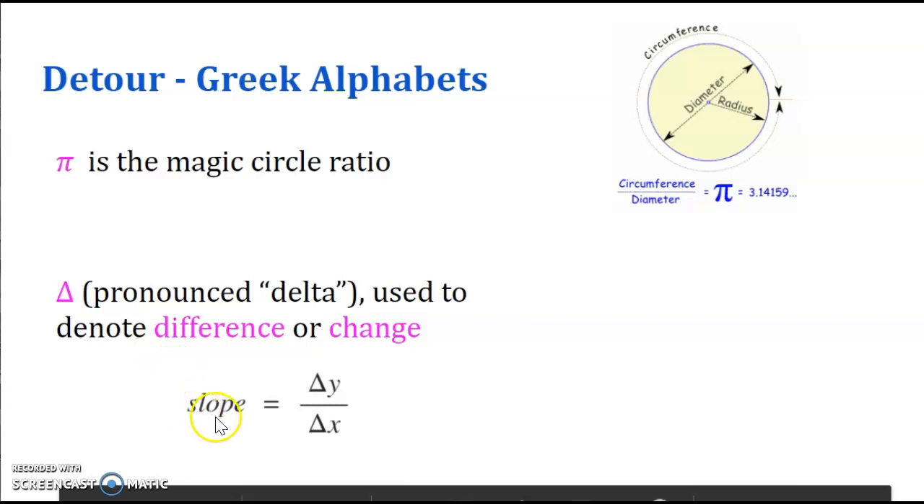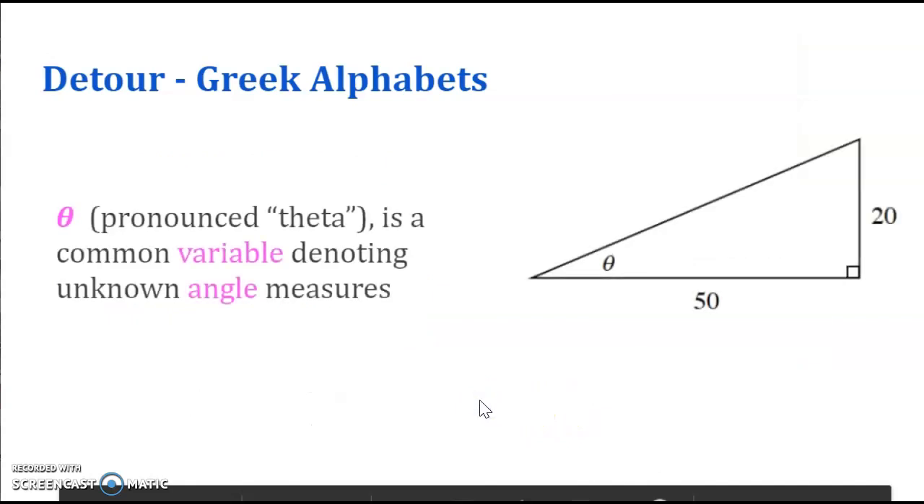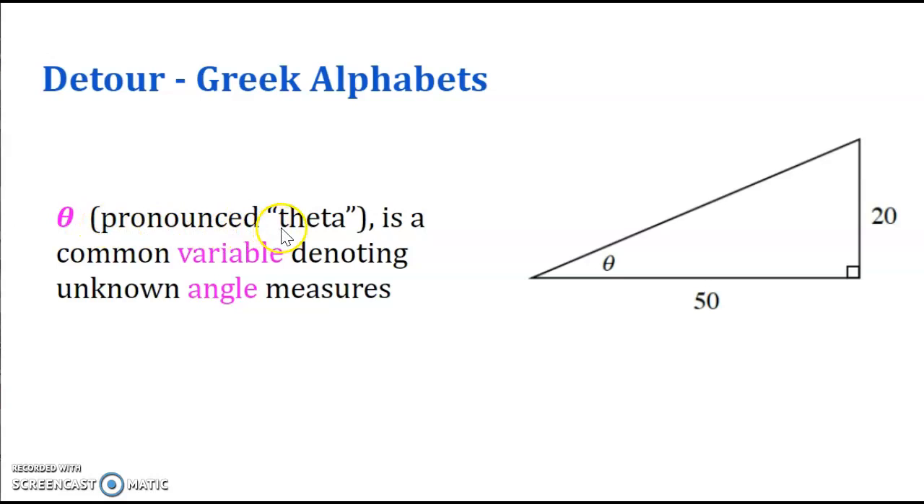When do we use that? When we're talking about slope, we said the slope is delta y over delta x, or sometimes we will use change in y over change in x to talk about the slope here. Okay, so we're going to introduce another one. This is called theta. It looks like a zero with a line across in the middle. It's pronounced theta. It's a common variable denoting an unknown angle measure. So when we do not know the angle measure, we often use the Greek letter theta.